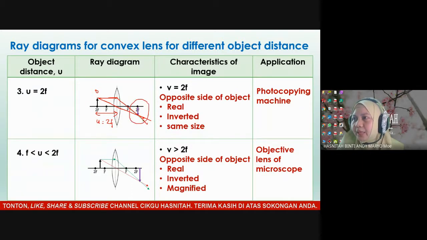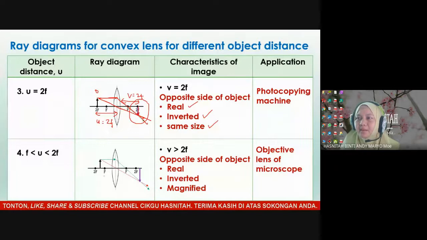So where does our image form? Now the image distance v is 2f. Again, it is opposite, so it is real. Formed below the principal axis, so it is inverted. And you can see it has the exact size as the object, so we say it has the same size as the object. For application, we apply this in a photocopying machine.